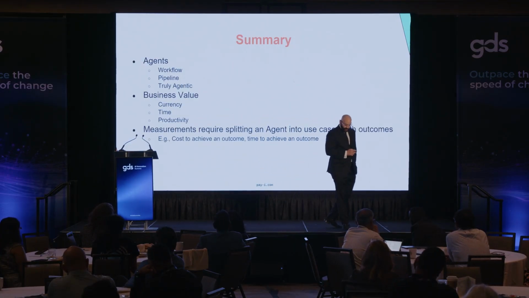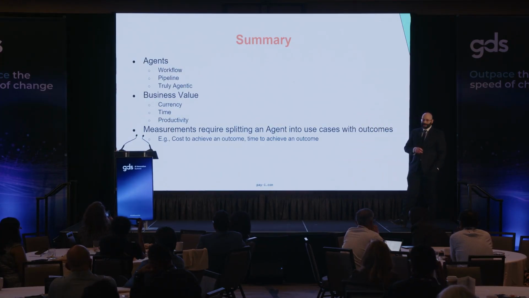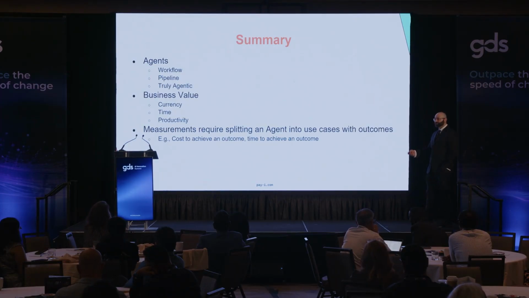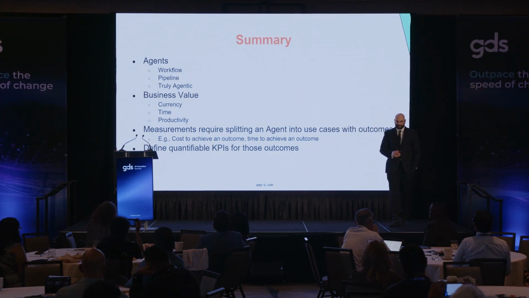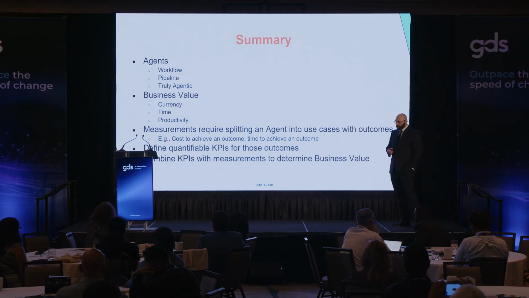We talked about how in order to measure these things, you have to split up your agent into the use cases of what it's trying to accomplish and focus less on the technology and more on the business outcomes. What was the price to achieve that outcome? What was the time to achieve that outcome? Was it successful? To what degree was it successful? And for that, you define quantifiable KPIs. And then with all of this together, you finally have a mechanism to understand what was the business value of your agents.